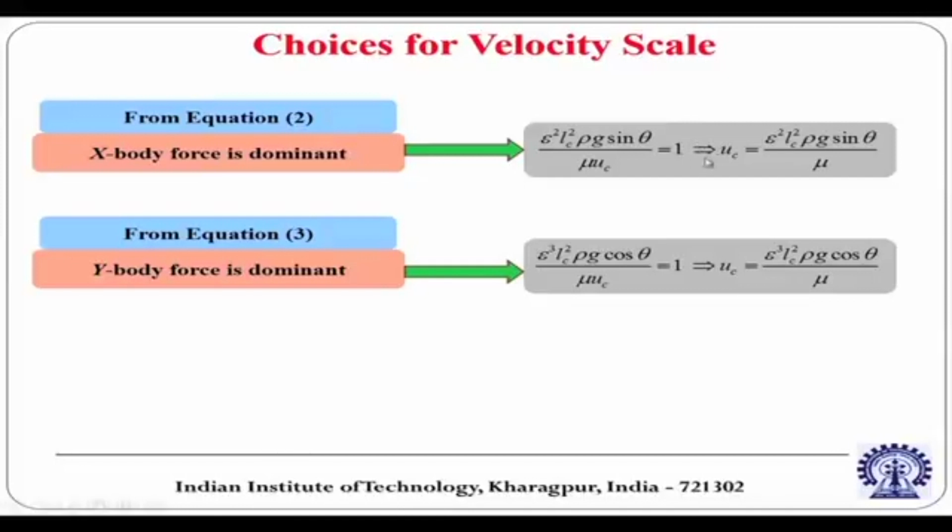that will give you what UC is. And similarly, if the Y body force is dominant, then this is the body force term in the Y momentum equation, and that will give rise to a UC. So you can see that different expressions for UC may appear depending on what is dominant, and that has to be taken into account.